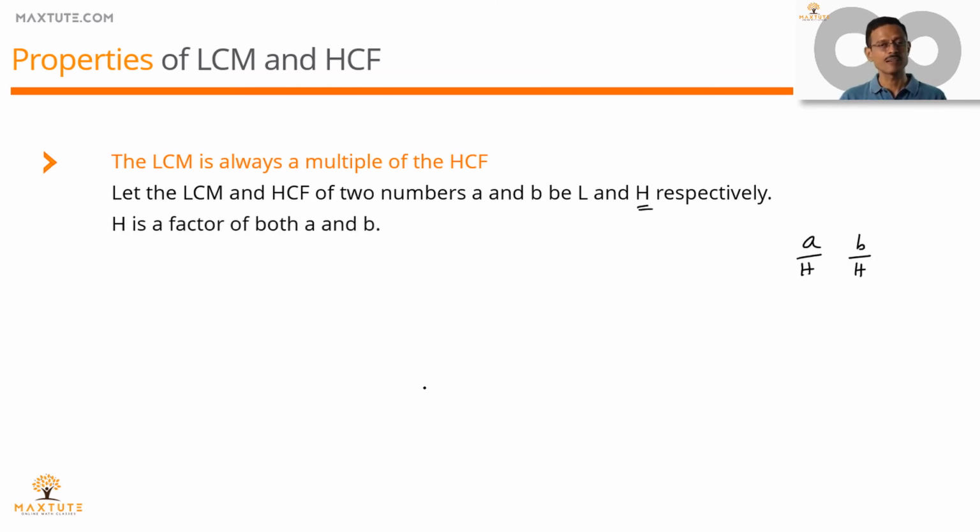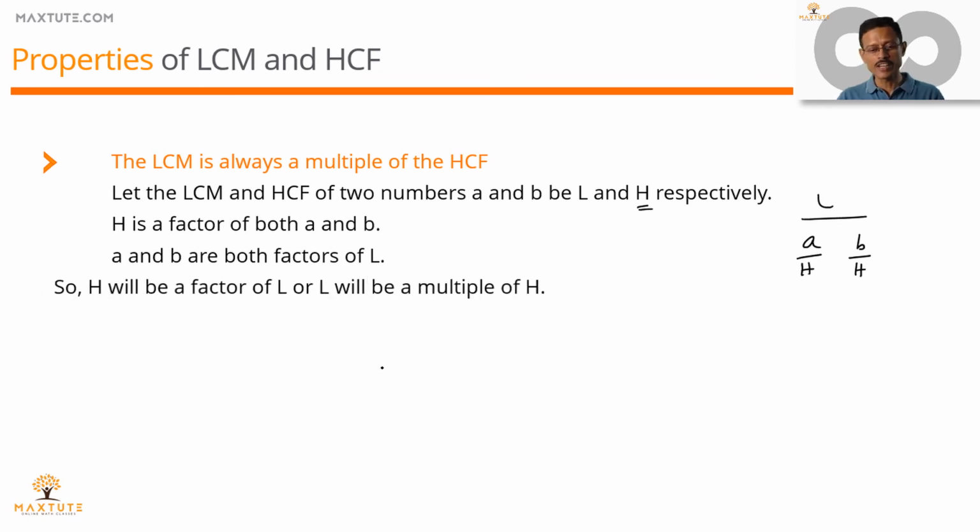Right? That is established. Now, L is the LCM of both these numbers A and B, which means L is a multiple of A, L is a multiple of B, which means L is divisible by A and L is divisible by B. Here we have a number L, which is divisible by A and B, which in turn are divisible by H, which means that L will be divisible by H. So H is going to be a factor of L, or L will be a multiple of H.